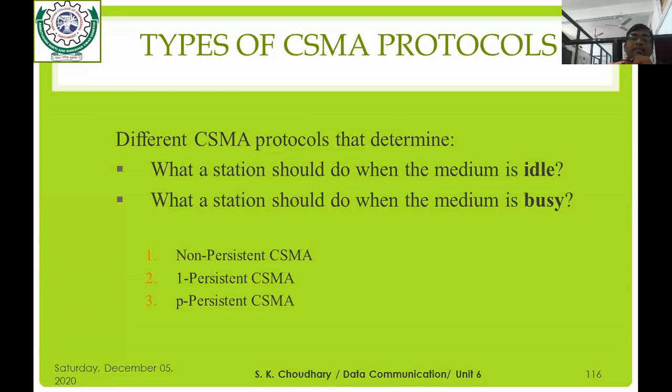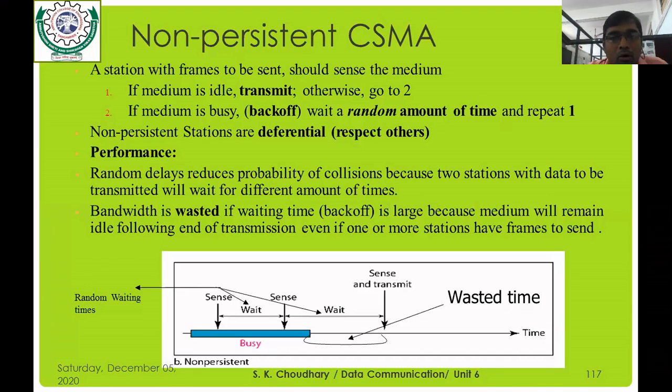So generally there are three types of CSMA protocols: non-persistent, one-persistent, and p-persistent. First of all, we have to see the non-persistent CSMA. It is very clear from the diagram. A station with frames to be sent should sense the medium first. There are two ways it can go. First, if the medium is idle, then it starts the transmission. Otherwise, go to the second step.